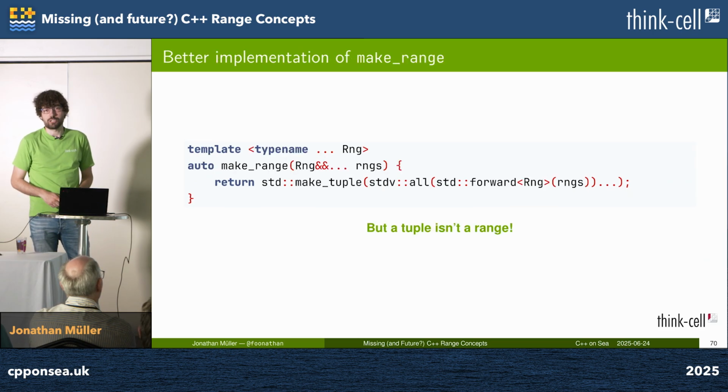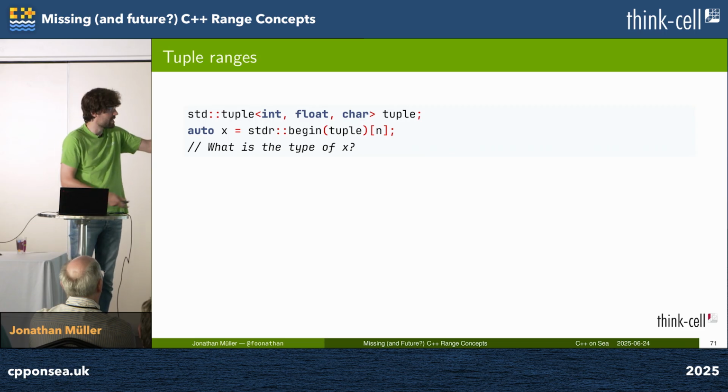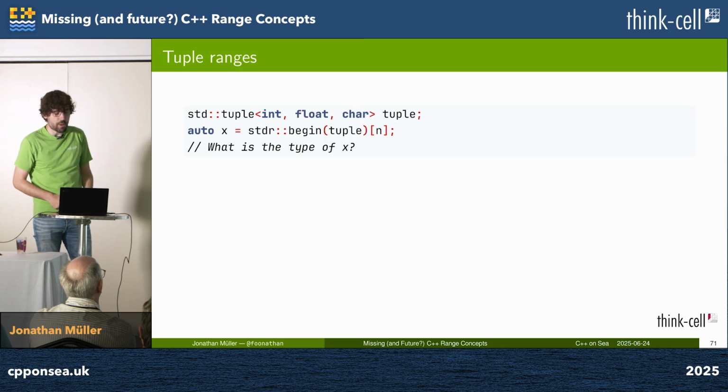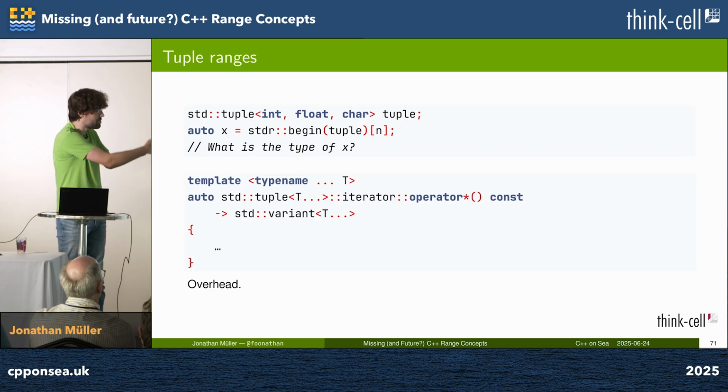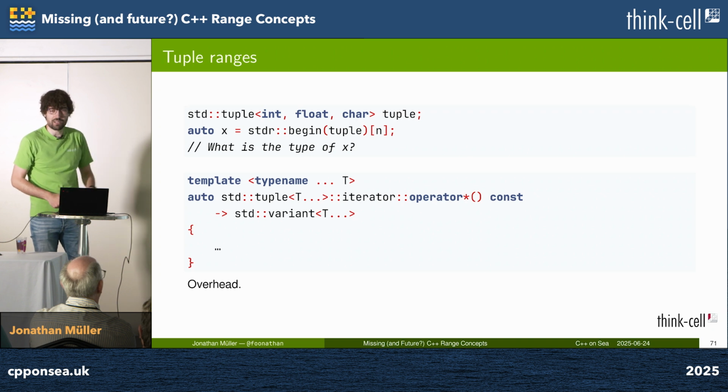However, a tuple isn't a range. Because you have an iterator, you index into it, and what would the type be, right? It's a runtime value, so it would be some kind of variant. You can imagine a tuple iterator that returns a variant of all the types, right? But this adds overhead. This is a non-starter.